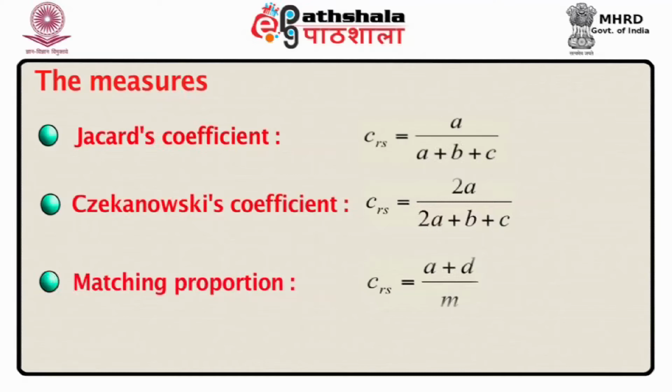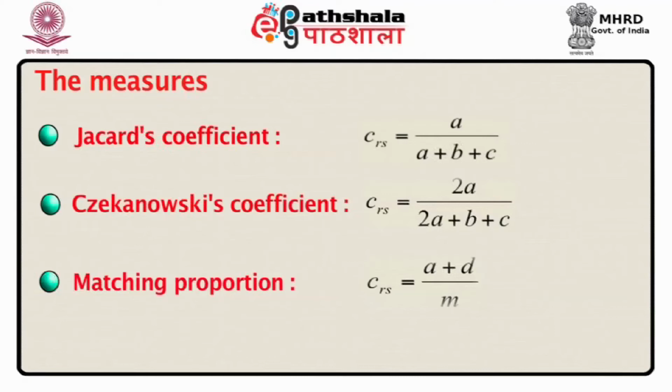A means that both the individuals have this characteristic, divided by A, which is again the same thing, plus B, which means that R has the characteristic but not S, plus C, which means that R does not have the characteristic but S has. So at least one of the two has the characteristic. So neither has the characteristic has been left out in this case.